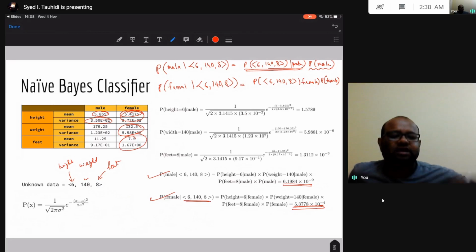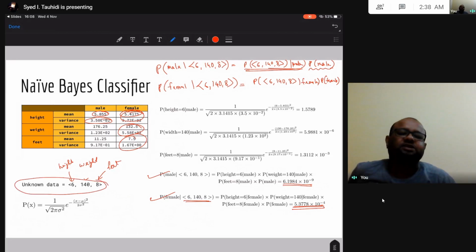At least the numerator for female is greater than the numerator for male, and because we are going to divide both of them by the same denominator, ultimately the probability of this person, given this data, being a female is going to be higher than the probability of this person being a male. Therefore, given this unknown data, we are going to classify the person as a female. That is what the classification is going to be.